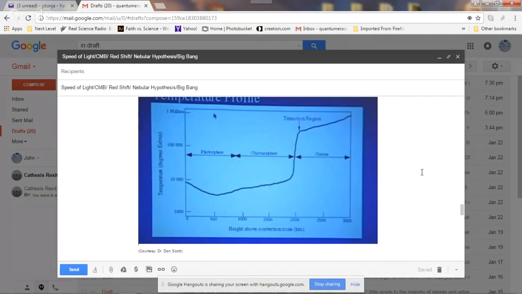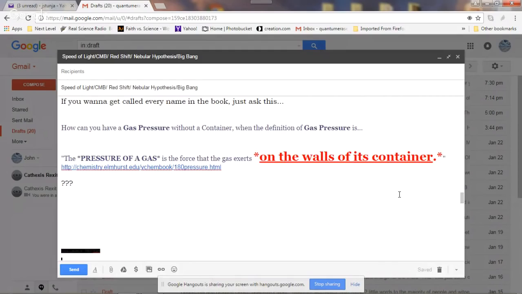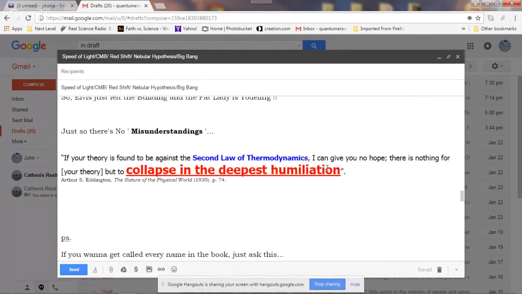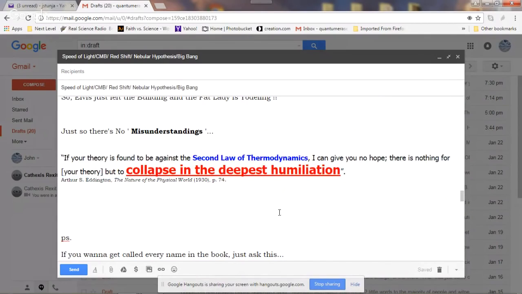And what was that quote you had in there? It was from Arthur Eddington, back in the day, 1930 or something. He said if your idea or theory goes against the second law of thermodynamics, it will collapse in the deepest humiliation. So yeah, you can't go against this. Any of your claims have to line up with the second law.